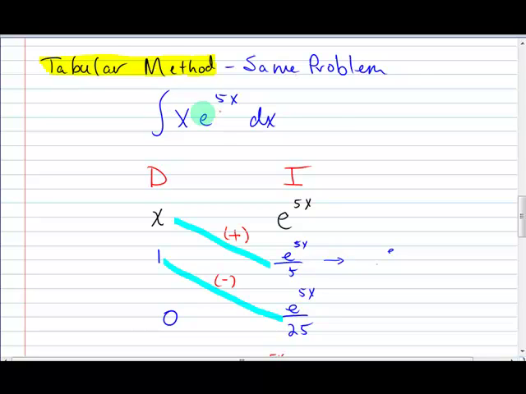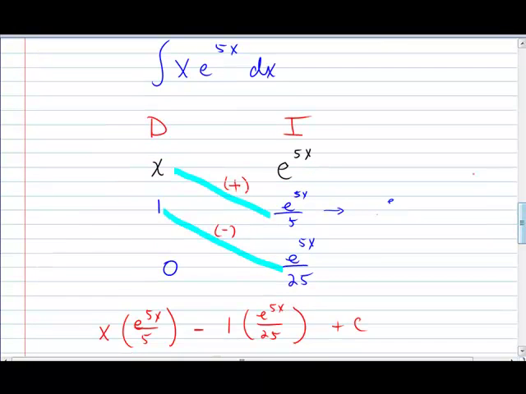All right, same problem. You make two columns, one called D and one called I. That's the derivative column, that's the integral column. So same idea. You have to have something you can take the derivative of, something you can take the integral of. You want to take the derivative till you get to 0. Okay? The integral you take, if you've already stopped here, well, you know you're stopping here.